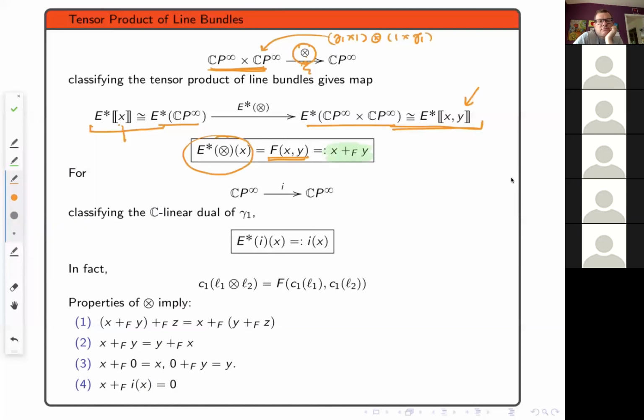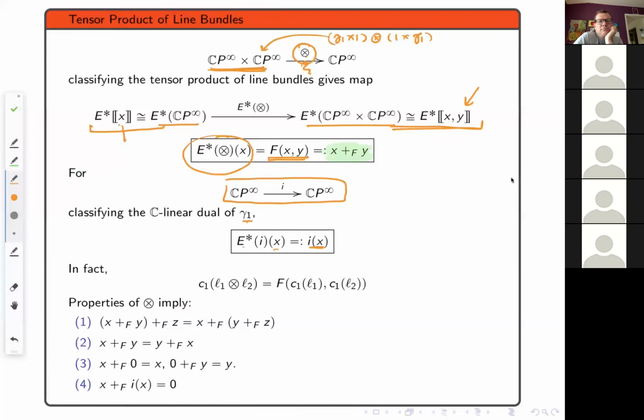All right, similarly, gamma 1 has a C-linear dual. Vector bundles, you can do duals. There's a map that classifies that C-linear dual. And then we're going to let I of X be the image of the orientation under that map in E-cohomology.